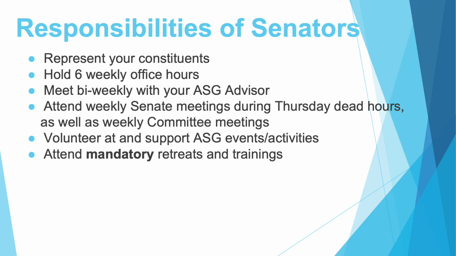Responsibilities of senators. So here is what you basically are responsible for, assuming you get elected into this position. First and foremost, you are representing the people, representing your constituents and the student body. That is your job. That means talking to the variety of people that make up your constituent community, hearing their wants and needs, and bringing them back to the rest of the ASG leadership team. In order to do that, you are required to hold office hours throughout the week to allow any member of the student body to come talk to you.